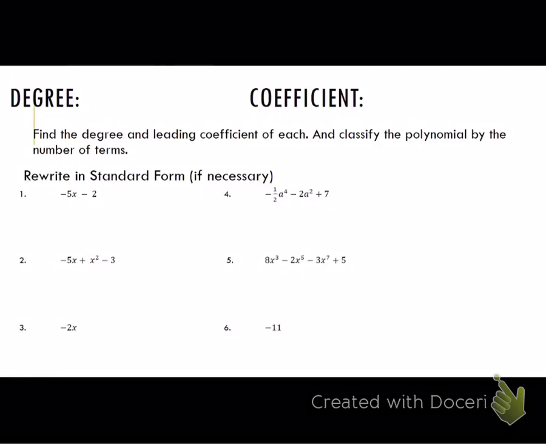All right, so what is a degree? A degree is the biggest exponent. The degree is the biggest exponent. Thank you. You can just leave it right there. So leading coefficient is what that should say. The leading coefficient is the number in front of the term with the highest exponent.